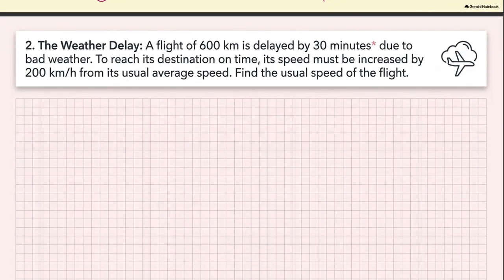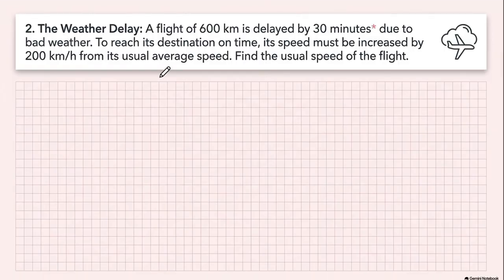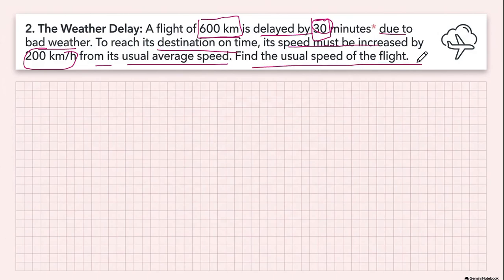Look at the second one. A flight of 600 kilometer is delayed by 30 minutes. Okay, so this 600 is nothing but the distance that is given, and time is given 30 minutes, due to bad weather. To reach its destination on time, the speed must be increased by 200 km per hour from its usual average speed. So find the usual average speed of the flight.